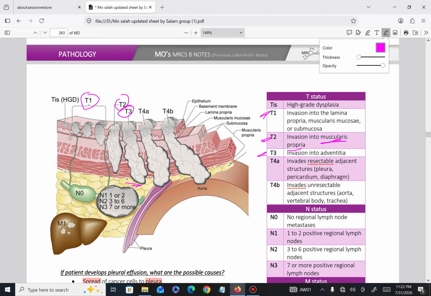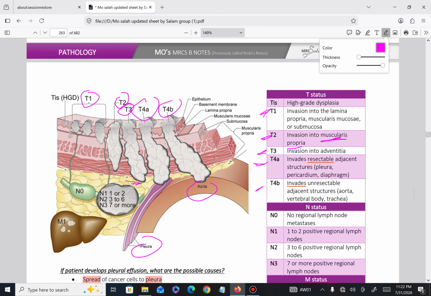Then T4a and T4b. T4a invades the resectable adjacent structures, for example pleura, pericardium or diaphragm. Then T4b invades unresectable adjacent structures like aorta, vertebral body and trachea.